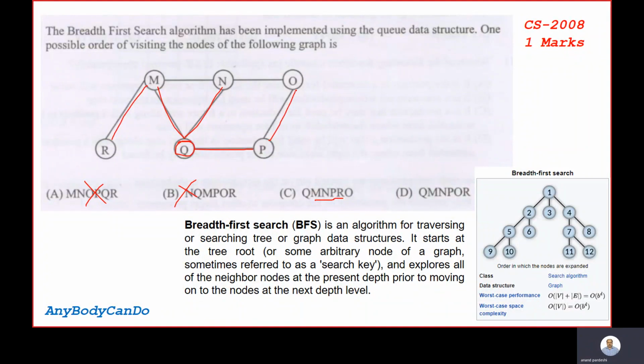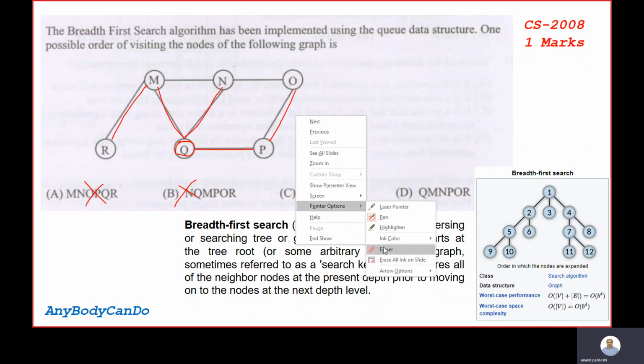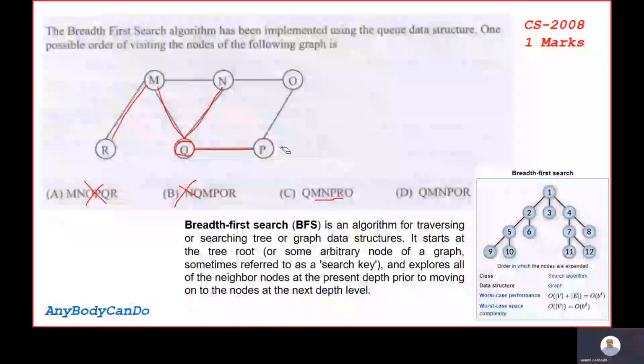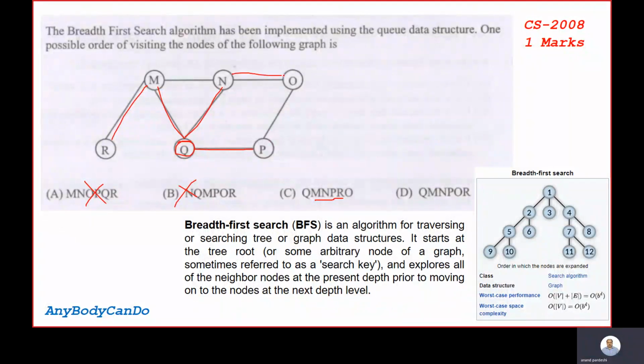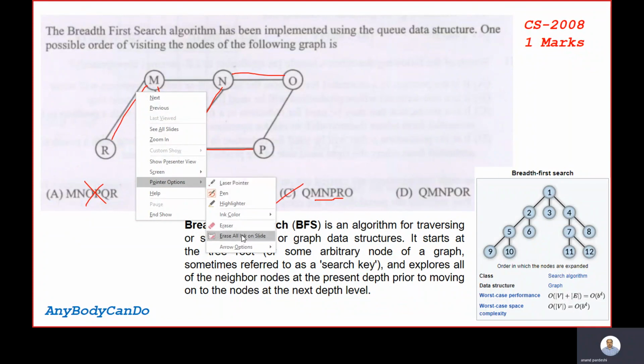We have to go from N to O, not P to O, because we visited N first. We visit N first, then from N to O. So the correct option for this question is option C. The correct option is option C.